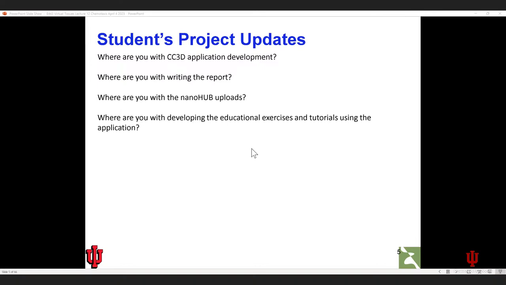I'm with Carmen, Abraham, Hayden. So we're working. I think we're getting to a good point where we can start working on the report and educational stuff, and just finishing up the application.